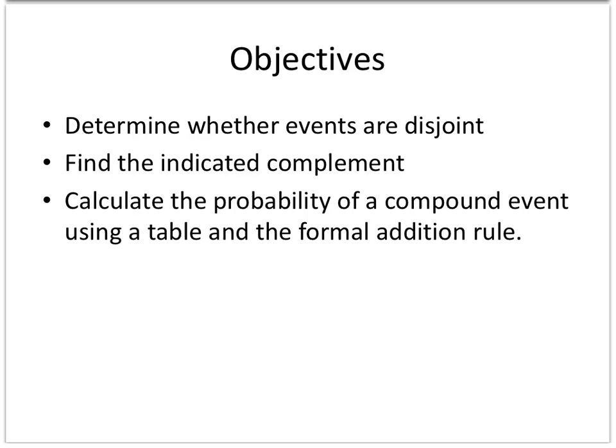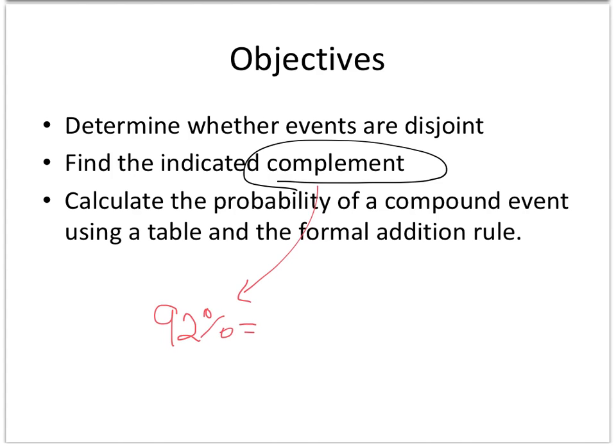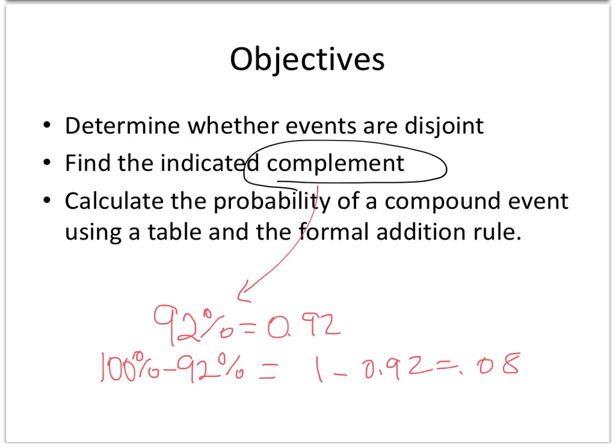Let's look at section 4.3 to determine whether events are disjoint, and then I jump to calculating the probabilities using a table. I did not do anything with the complement, but all the complement is, if I asked you to find the complement of 92%, or in probability 0.92, all you do is subtract 100% minus that value, or in decimal 1 minus that value, and it'd be 0.08. So that's all the complement is.